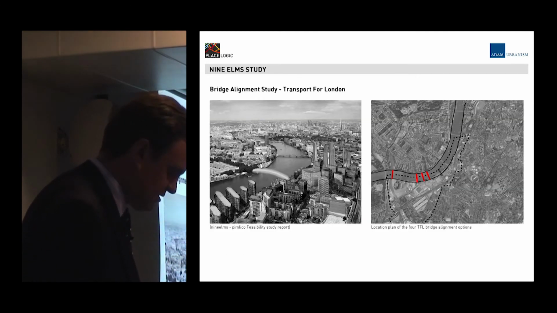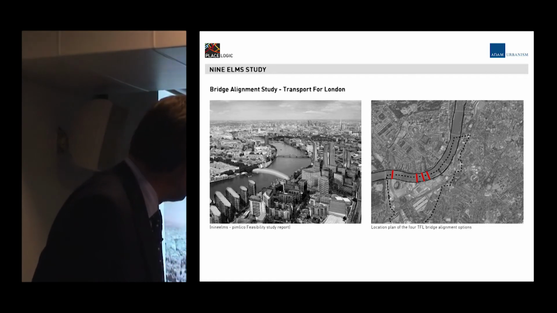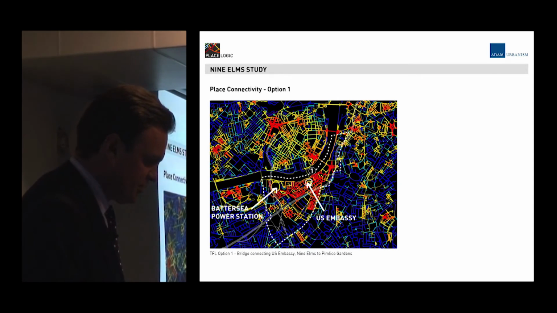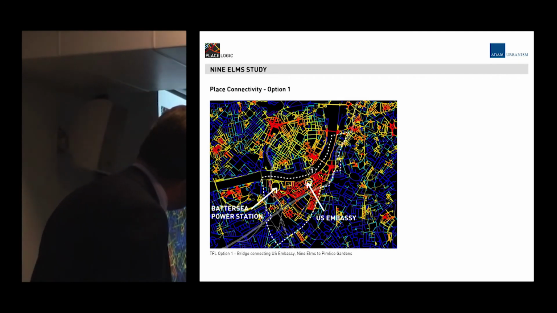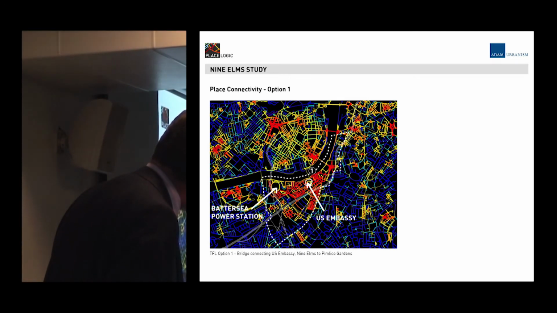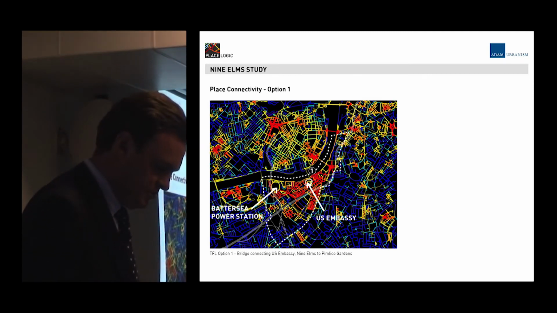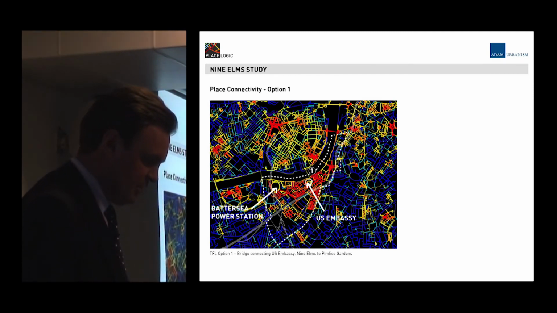So going now back to the Nine Elms study, the 4 bridge positions shown on the right. The first of those positions, option 1, connects across to Pimlico Gardens on the north side of the river. And you can see, although it's quite hot here, it doesn't create much heat on the north side because it comes across to these quite big blocks where it's very difficult to penetrate those to go further north.